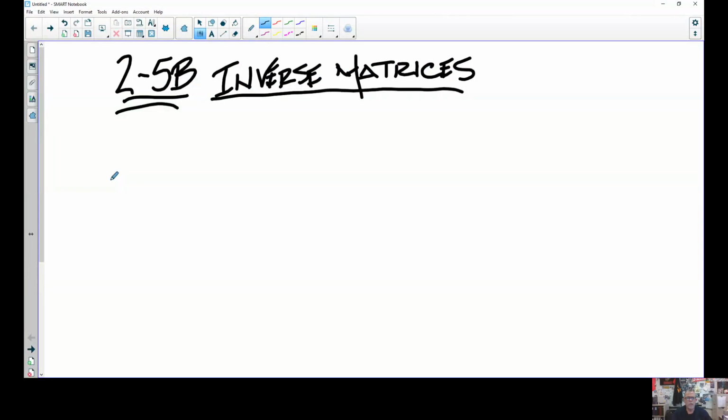All right, folks, we are going to get the second half of section 5 and chapter 2 done today. And that's going to be working with the multiplicative inverse of a second order matrix. So we're looking at inverse matrices and how to use them and how to find them for at least a 2 by 2, a second order matrix.